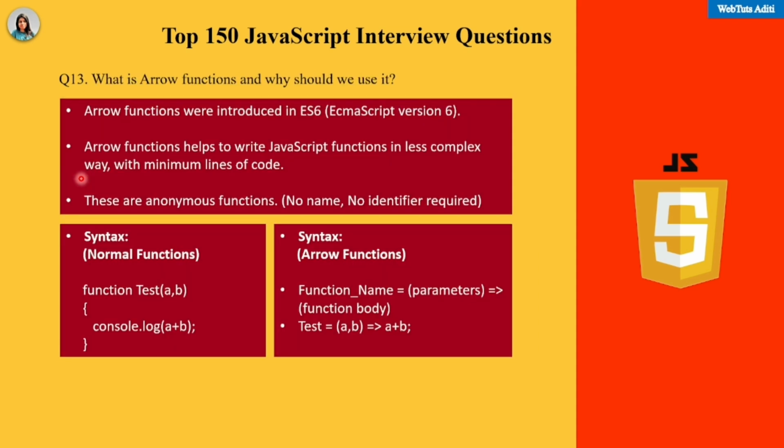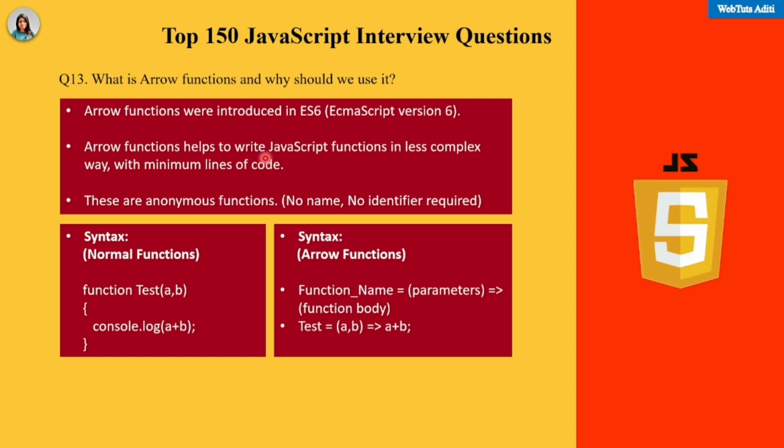Now going to the next question: what are arrow functions and why should we use them? Arrow functions came in ES6, that is ECMAScript version 6. It is nothing but a simpler way to write functions. When we write a function, we write the keyword function, then give it a name, then pass an argument, then give the curly braces, and inside the curly braces we define the function, right?